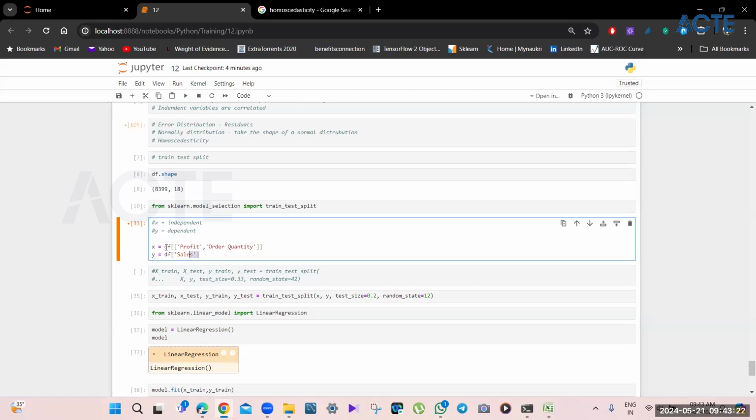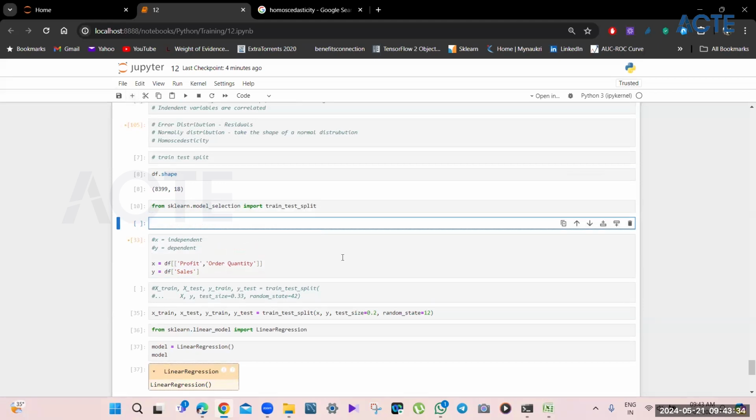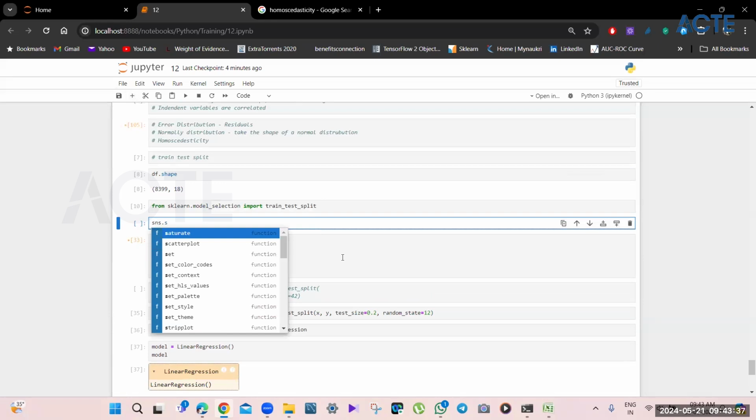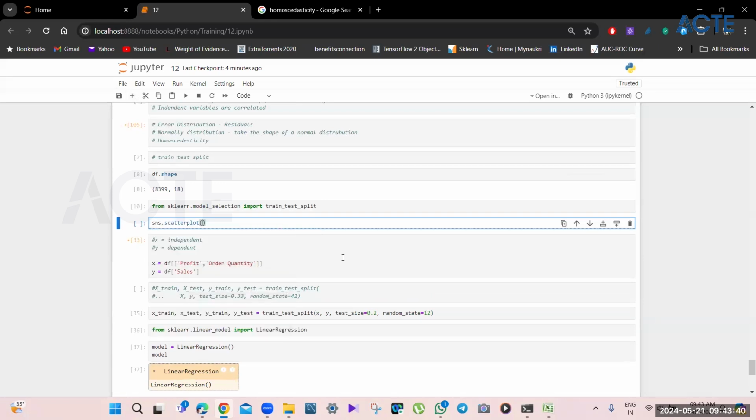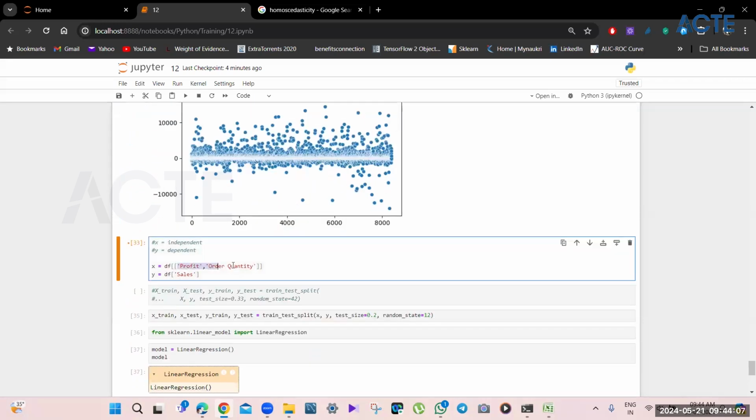So let's do one more thing real quick. Let's see what the distribution is, the scatter plot distribution. So how do we do it? sns.scatter, and just put X. See, there is hardly any correlation because the majority of the data points lie between this. Even though numerically these numbers look good, visually there are hardly any correlations between profit and order quantity. So profit and order quantity are not correlated.